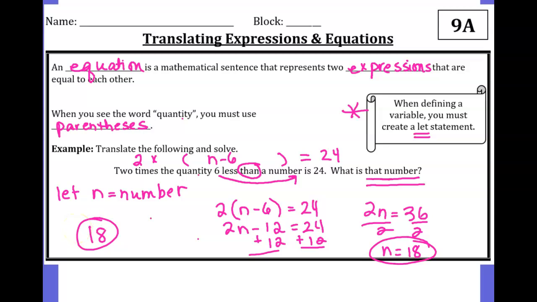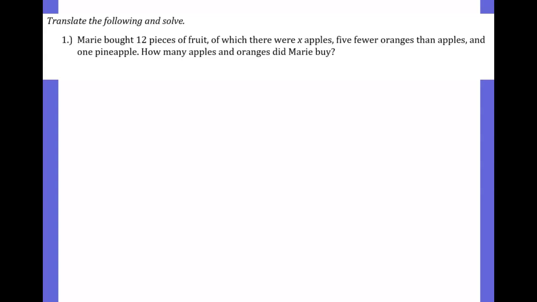So we're going to go through some examples. Some you may want to go slower, pause it, go back, make sure you understand, but I'm just going to go through them all. The first one says Marie bought 12 pieces of fruit, of which there were X apples, 5 fewer oranges than apples, and 1 pineapple. How many apples and oranges did Marie buy? Well, in this example, they're saying there's X apples, so that's actually our let statement. Let X be the apples.